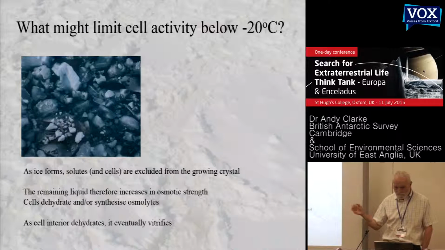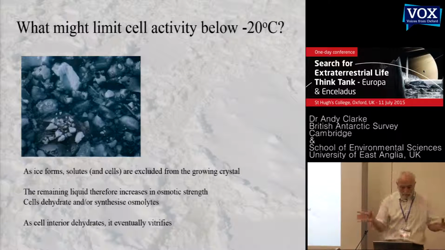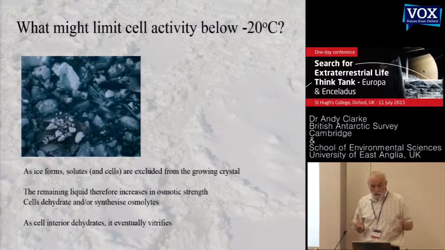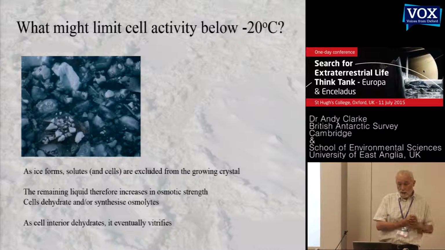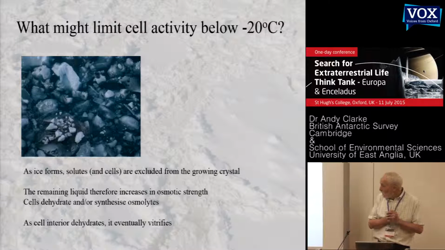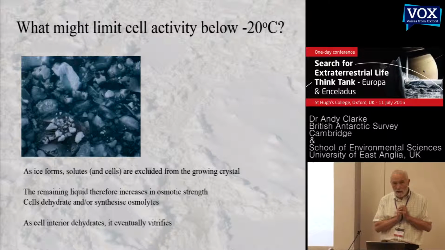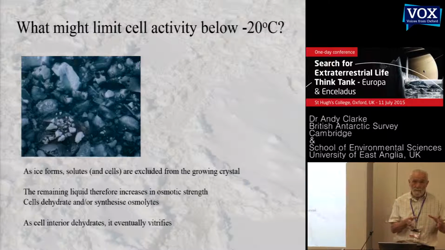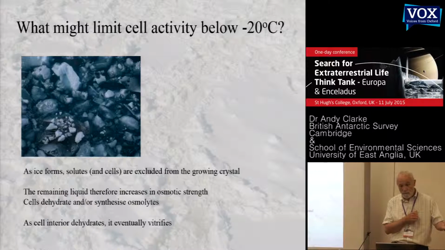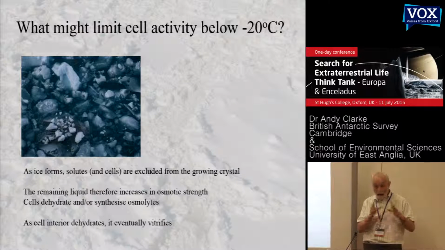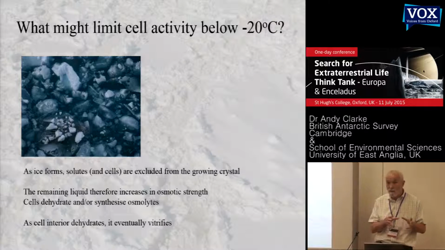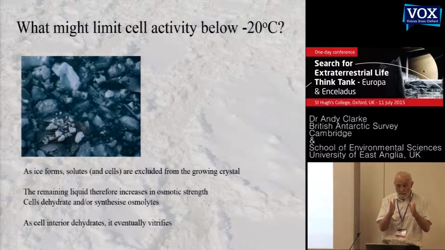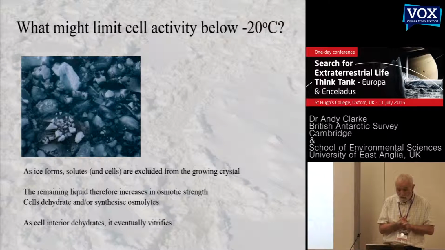And these are prokaryotes in the old term, bacteria and archaea. It prompts the question, what limits activity below minus 20? And we think we understand what's going on. Critical here is that there is ice present in the environment. As ice forms, solutes and the bacterial cells are excluded from the crystal. So as the ice grows, there's less and less fluid, and that fluid gets more and more concentrated.